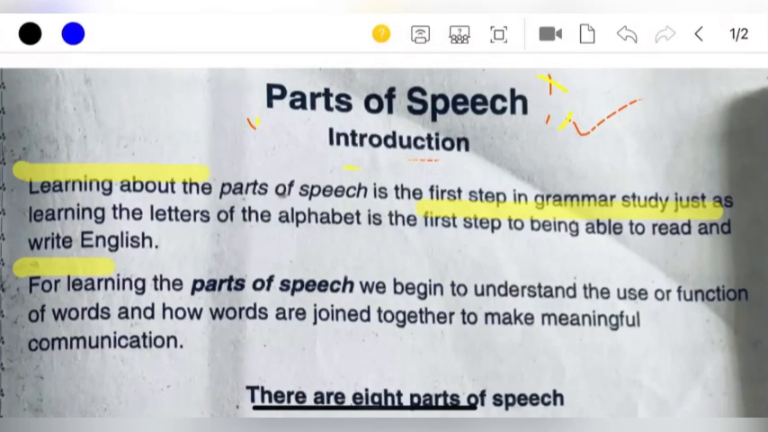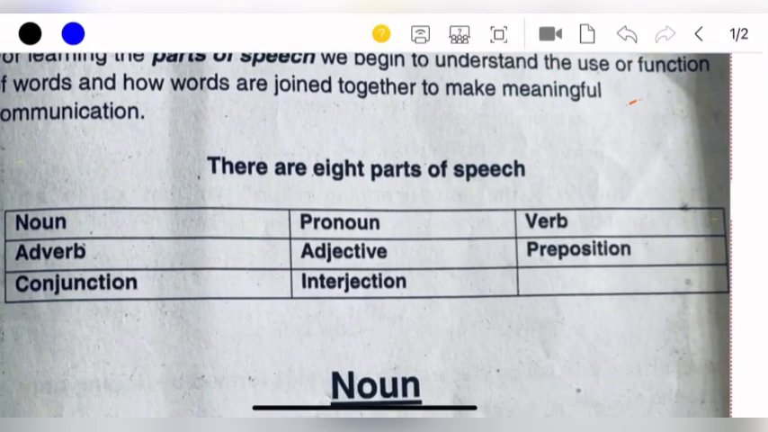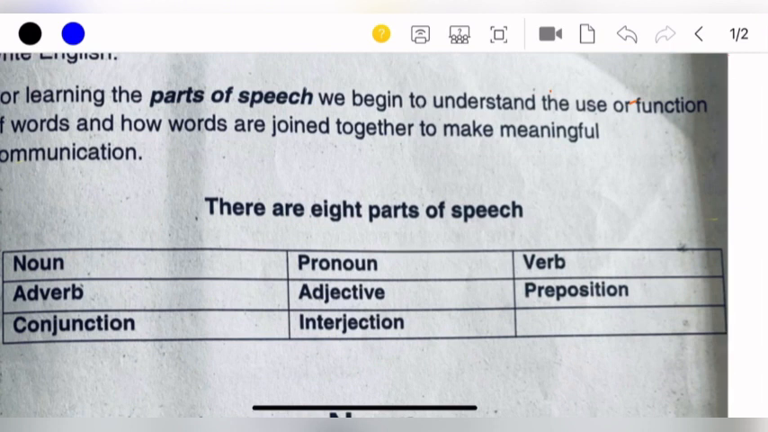Let's move forward to our next point. Parts of speech are actually 8 in number. They are 8 in number. You may see here is mentioned noun.